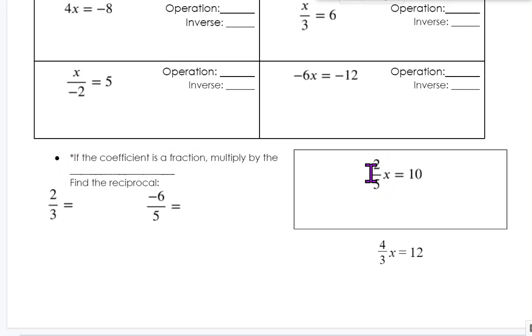If the number in front of the variable, like this one is 2/5, if that is a fraction, the way we get rid of it is we multiply it by the reciprocal. And the reciprocal is just a fancy way of saying you flip the fraction. All right, so if it's 2/3, the reciprocal of that would be 3/2. And the reason why we do that when there's a fraction as a coefficient is because if I multiply 2/3 times 3/2, that should give me 1.